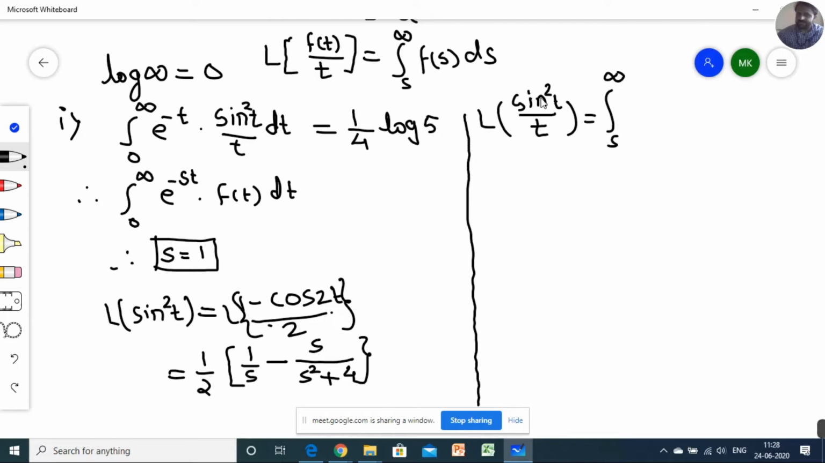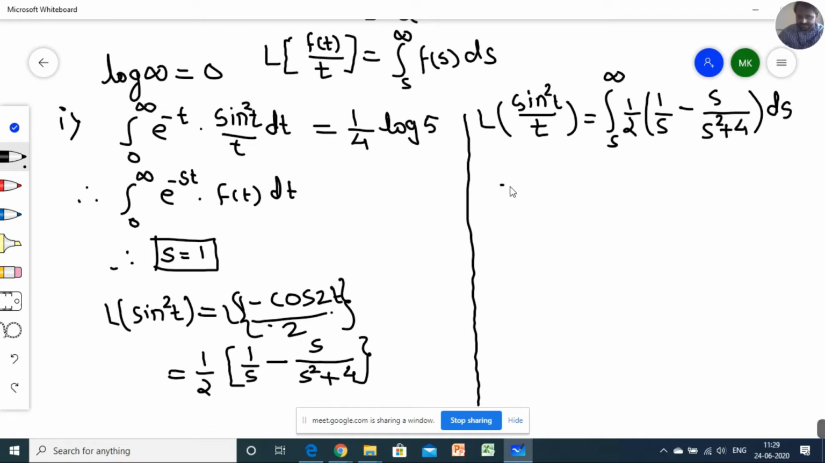That is sine square t. Already we calculated the Laplace of sine square t, and we got 1 by 2 into (1 by s minus s by s square plus 4). So we can take the value of Laplace of sine square t. 1 by 2 as it is, and this part is (1 by s minus s upon s square plus 4) into ds, because we have to integrate this function with respect to s. So ds is mandatory here.